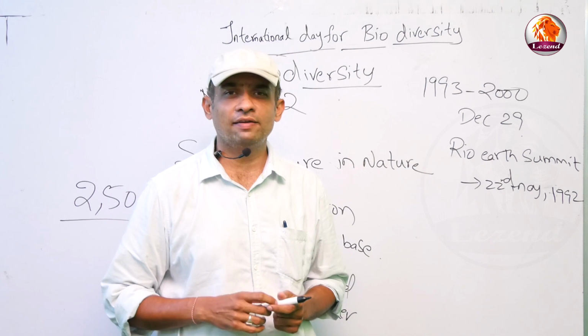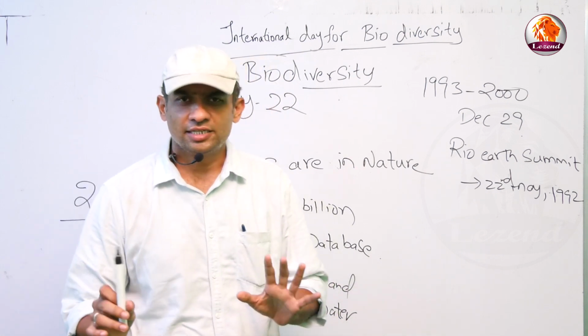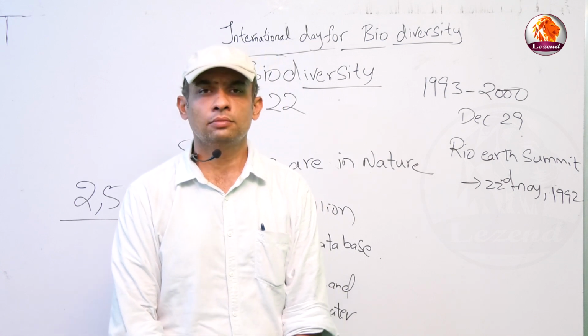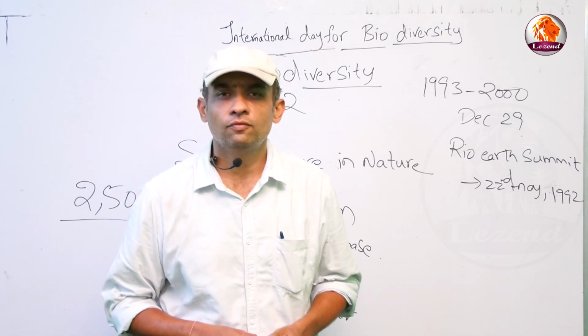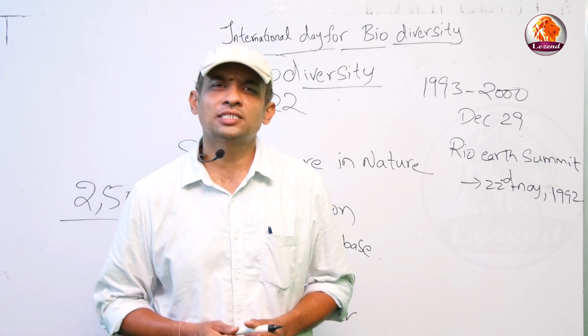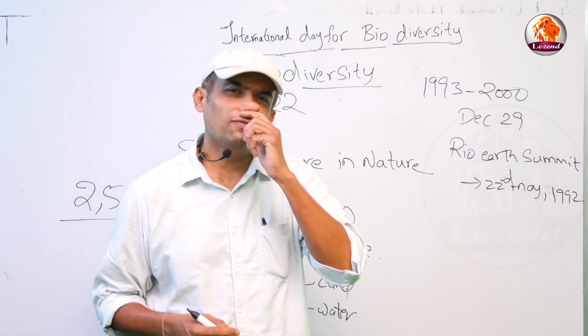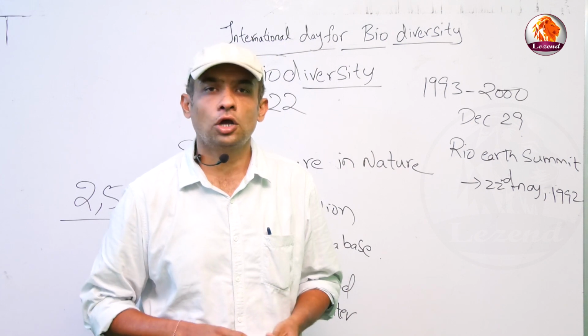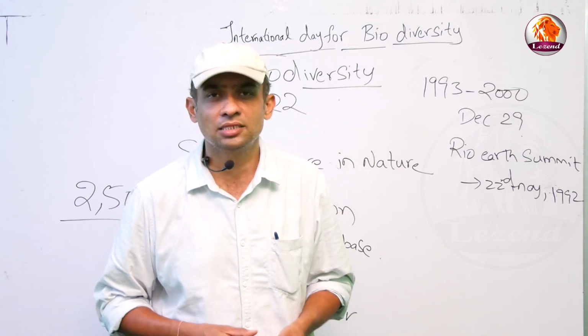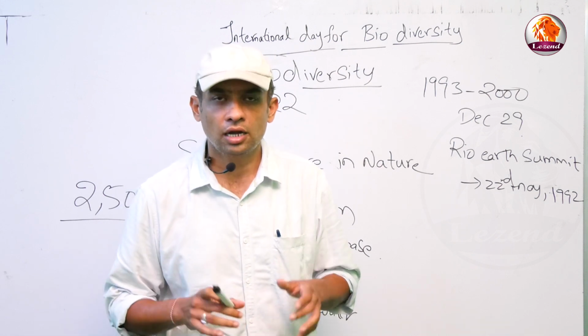International Day for Biodiversity. Right, it is also called World Biodiversity Day. It is observed on May 22nd. So let us know about World Biodiversity. What is biodiversity? Biodiversity means the total number of life forms which exist on planet Earth. That means the different types of species of animals which are there on our Earth.